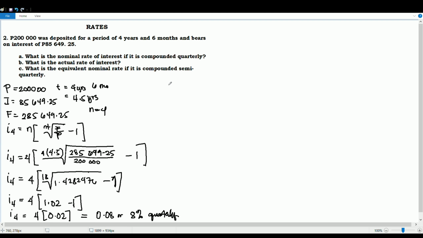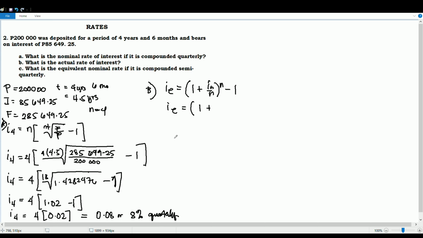Okay, so this is letter A. Now let's have letter B. For letter B, we are looking for the actual rate of interest. Actual rate is the same as the effective rate. So the formula for the effective rate is I subscript E equals 1 plus I subscript N over N, raised to N, minus 1. And then we substitute the values.